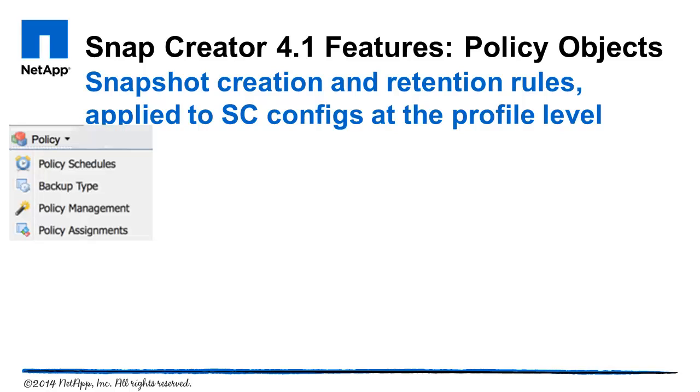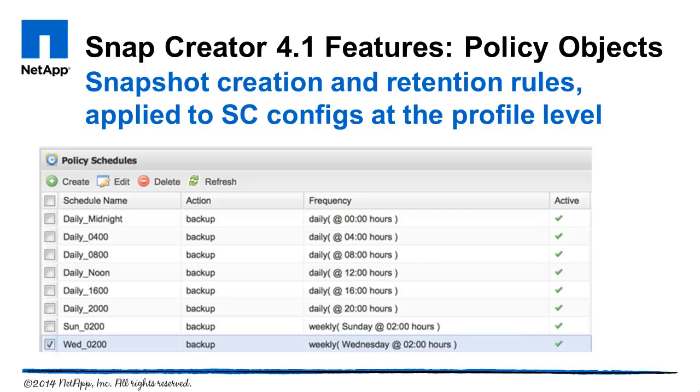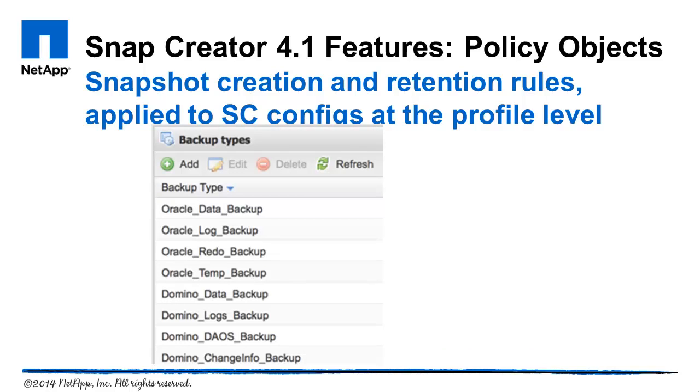Snap Creator 4.1 now has a policy drop-down box, from which you're able to view and create policy schedules, define backup types, perform policy management, and assign policies through policy assignments. We'll look at each of these in turn. The policy schedules are the schedules that you wish to apply to a profile. For example, if you want a policy in your environment that will take a backup daily at 4 a.m., it's defined here. The backup type is used to label your backups.